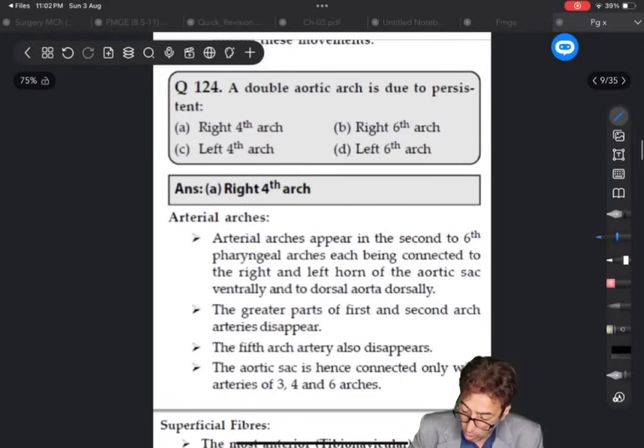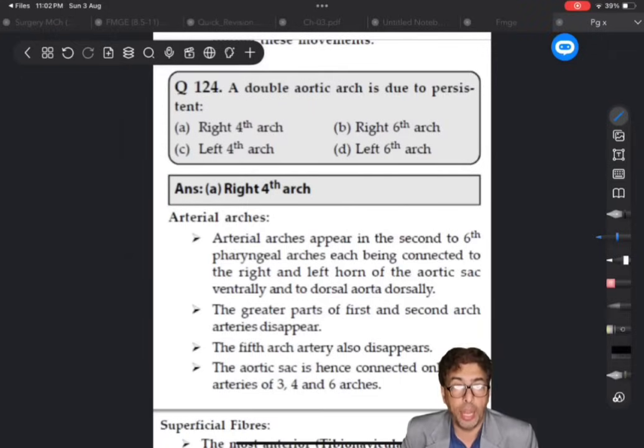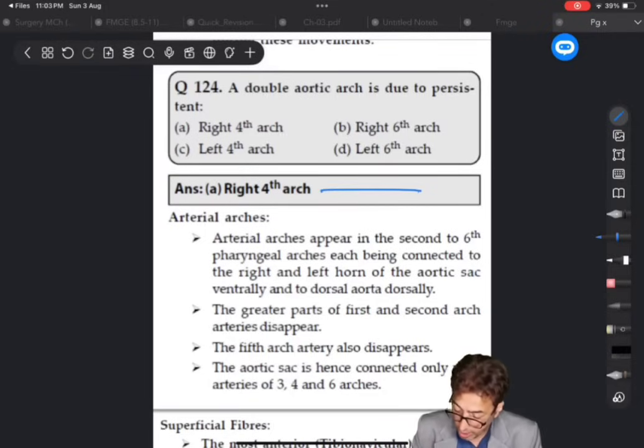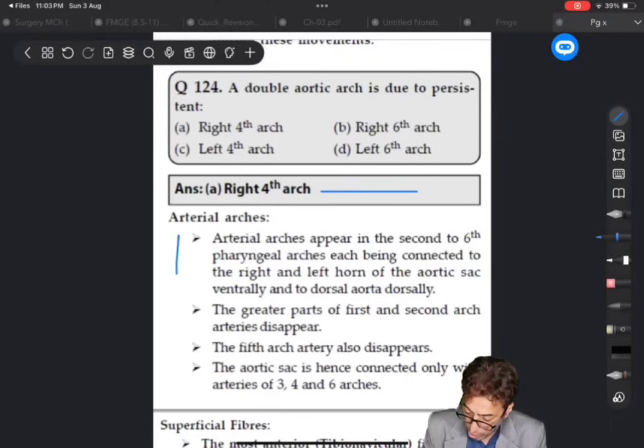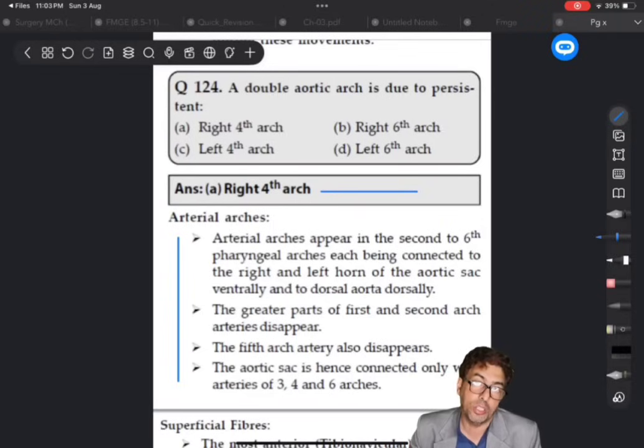Now, double aortic arch is due to anomaly of which arch? It is the right fourth aortic arch, and I will not go into details over here. The details are mentioned in this explanation, and you just have to remember these arch anomalies. Very important: the pharyngeal apparatus, pharyngeal arches, pharyngeal pouches, and pharyngeal clefts. You can expect a question on derivatives, as well as neural crest derivatives, endoderm, ectoderm, and mesoderm. These are very important questions. You cannot miss them.